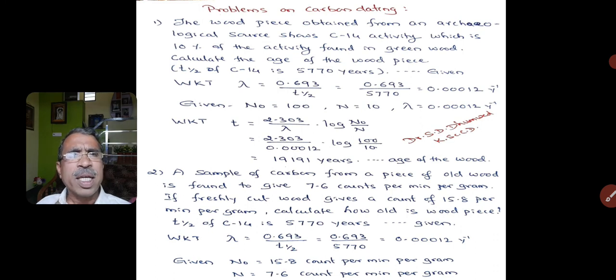Now we know the decay constant. What is given? The activity is 10%. If N0 is the initial value, which we take as 100, N will be 10. Based on this, we can calculate T with the equation T equals 2.303 divided by lambda into log N0 upon N. So that is 2.303 divided by 0.00012 into log 100 upon 10. 100 upon 10 is 10, and log 10 is 1. So 2.303 divided by 0.00012 is 19,191 years. Therefore the age of the wood is 19,191 years.